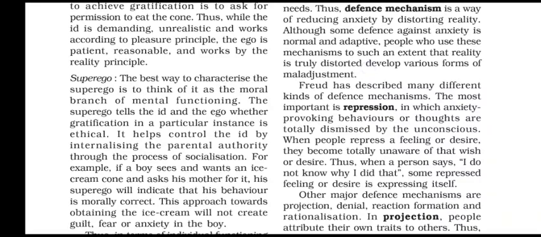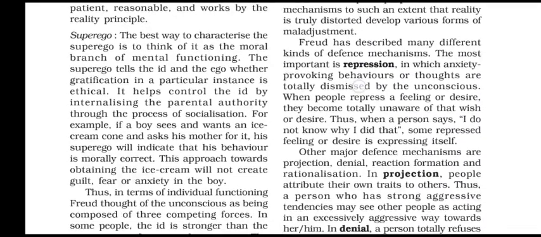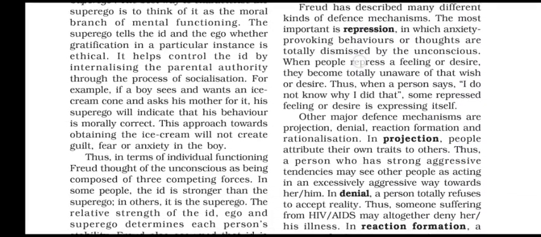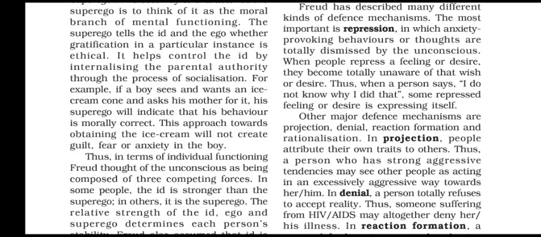Superego. The best way to characterize the superego is to think of it as a moral branch of mental functioning. The superego tells the id and the ego whether gratification in a particular instance is ethical. It helps control the id by internalizing the process of socialization. For example, if a boy sees and wants an ice cream cone and asks his mother for it, his superego will indicate that his behavior is morally correct. This approach towards obtaining ice cream will not create guilt, fear, or anxiety in the boy.